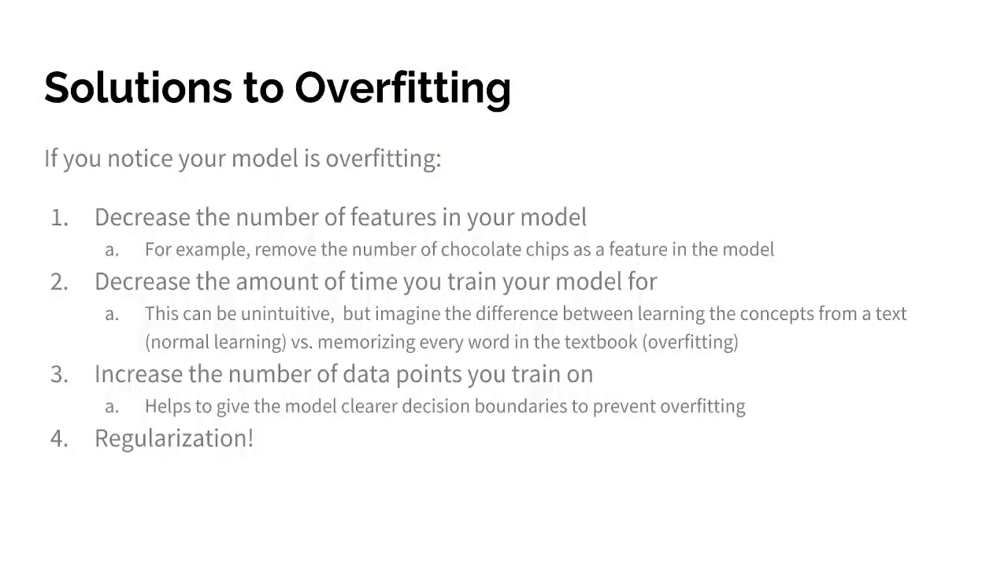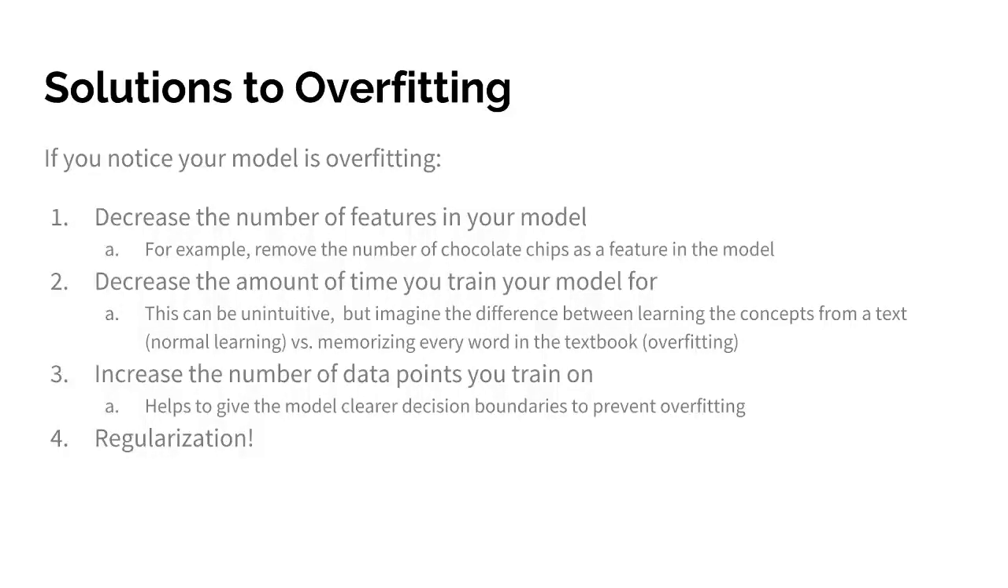So there's some solutions to overfitting as well. If you notice your model's overfitting, you can decrease the number of features in the model. So, for example, removing the number of chocolate chips as a feature of the model because it's not relevant. We can decrease the amount of time we train the model for. And although this can be unintuitive, I can give you an example of how this works.